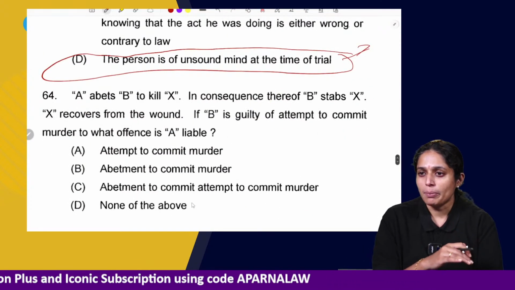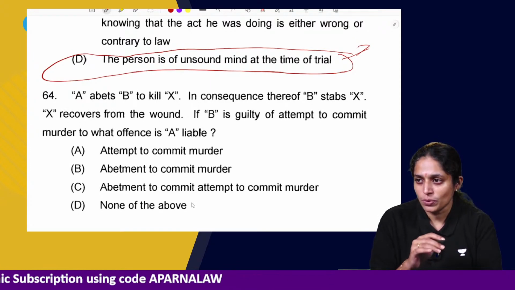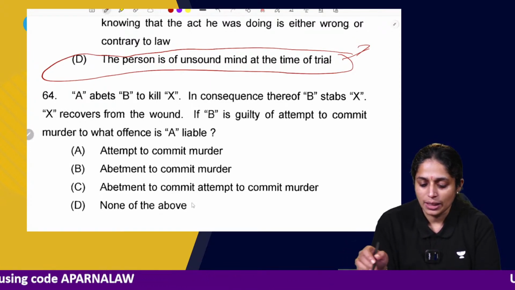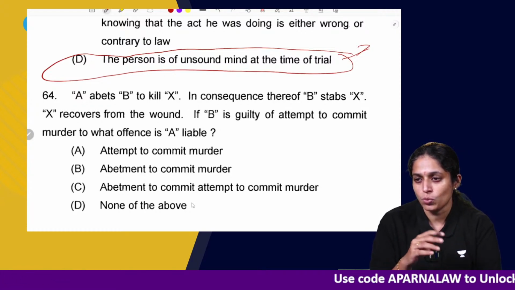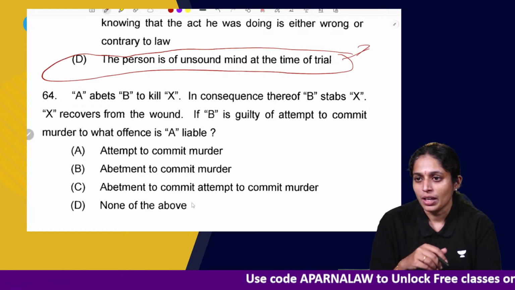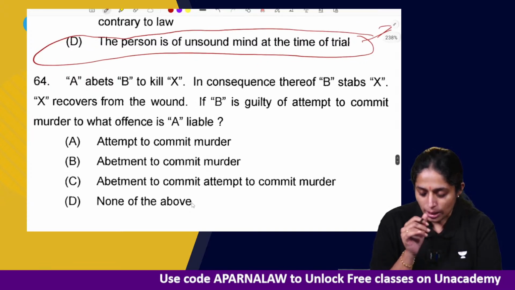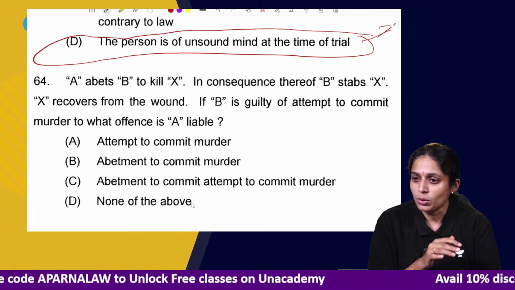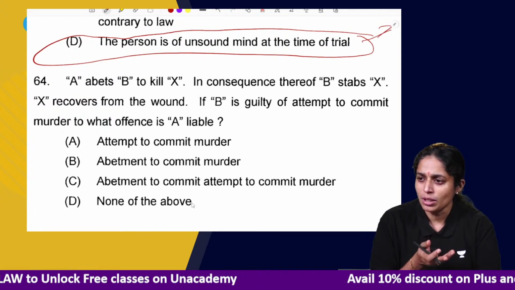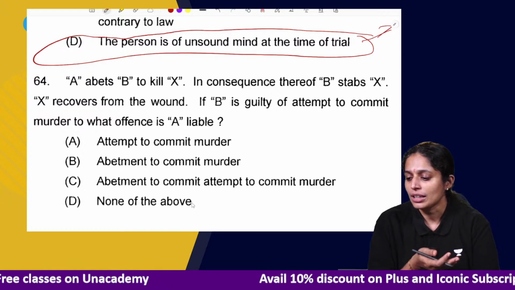64th. A abets B to kill X. In consequence thereof, B stabs X. X recovers from the wound. If B is guilty of attempt to commit murder, to what offence is A liable? A. Attempt to commit murder. B. Abetment to commit murder. C. Abetment to commit attempt to commit murder. And D. None of the above.